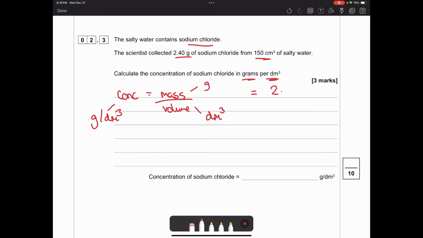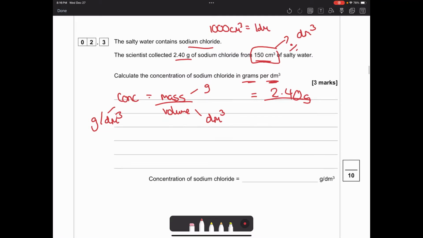So I can see my grams are fine, 2.40 grams, divided by my volume, but my volume is in centimetre cubed. I should remember there's 1,000 centimetre cubed in a decimetre cubed, so I would divide it by 1,000 to put it into decimetre cubed. So it should be 0.15 decimetre cubed. If I do that sum, that gives me an answer of 16 grams per decimetre cubed. And that is the answer. That's the end of question 2.